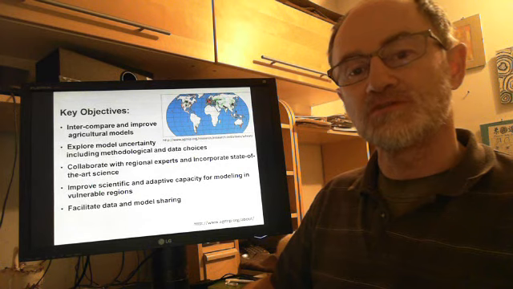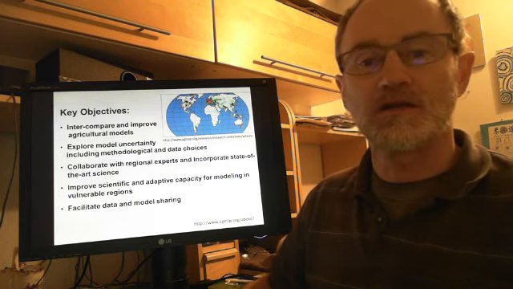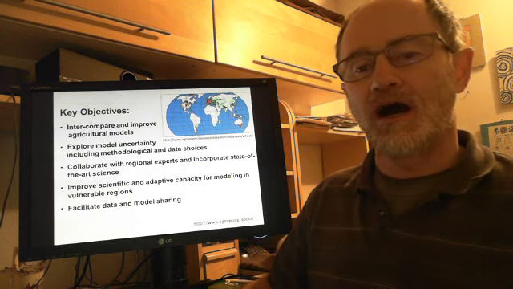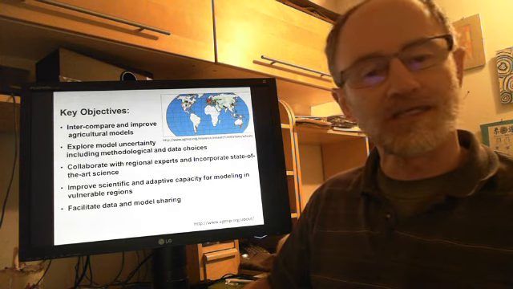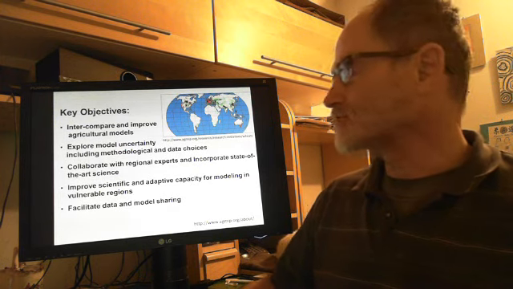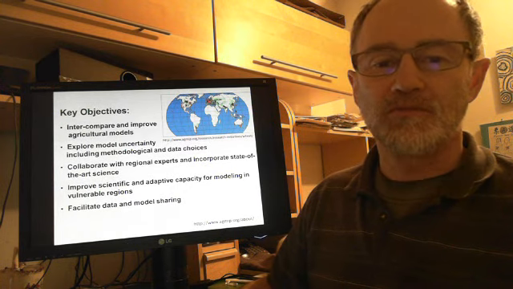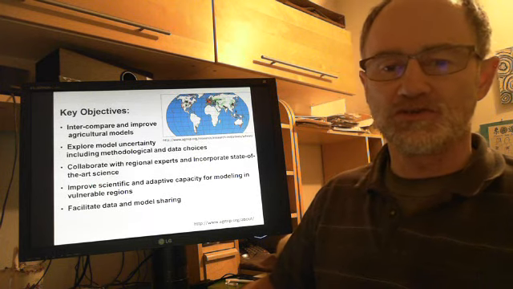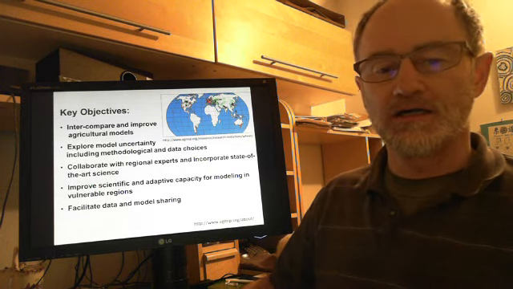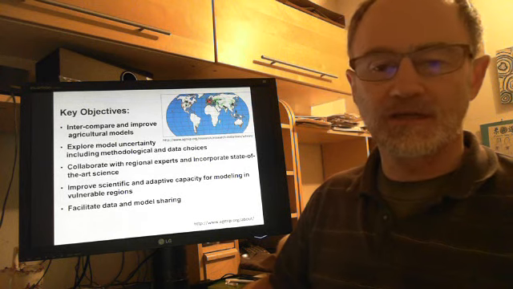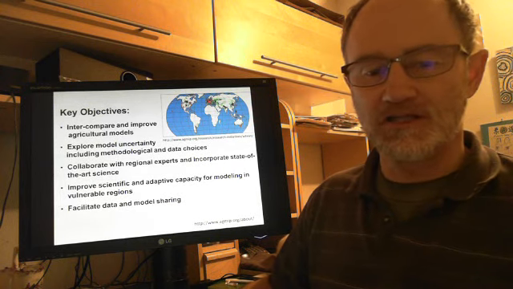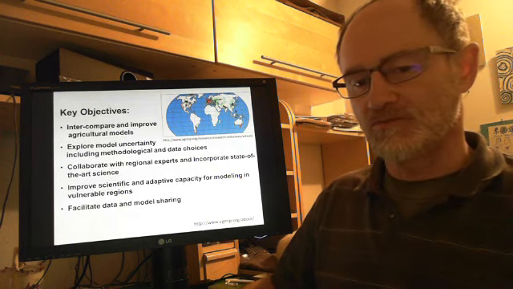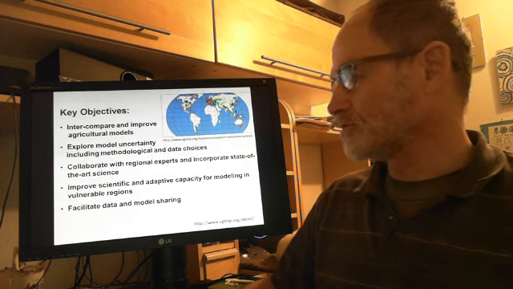The key objectives of AgMIP are to intercompare and improve agricultural models based on their evaluation using high-quality global and regional data, to explore model uncertainty, including methodological data choices, to incorporate state-of-the-art improvements based on new research studies and expert opinion, to improve scientific and adaptive capacity for modeling in major agricultural regions, particularly in vulnerable areas, and to develop platforms to facilitate data and model code sharing.